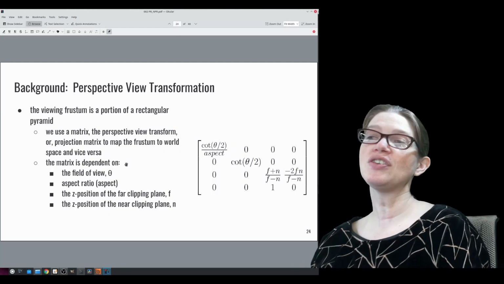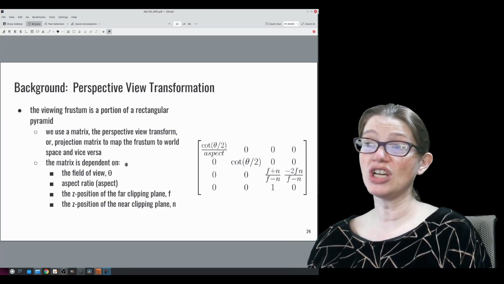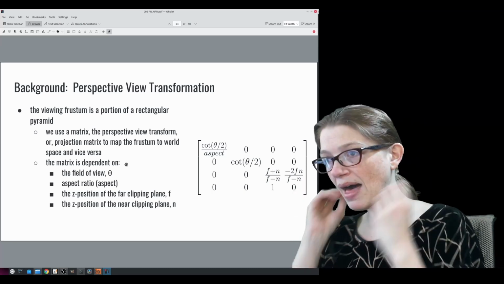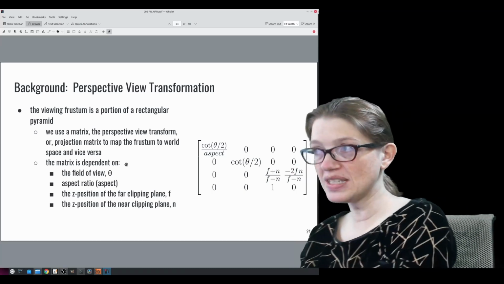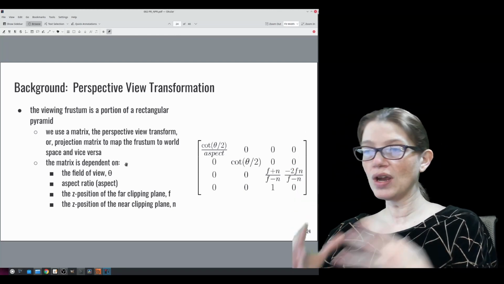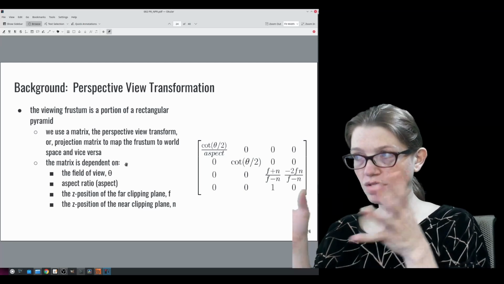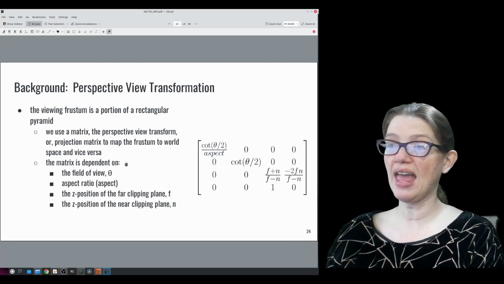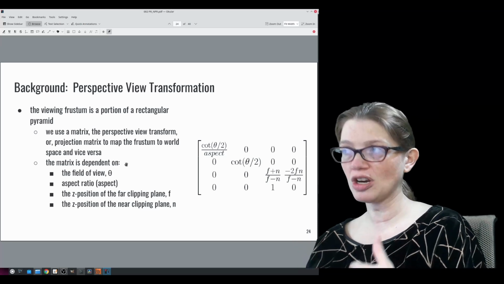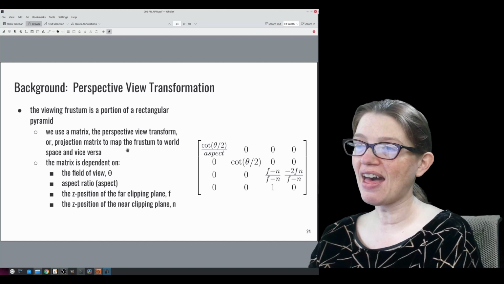And there is a matrix that we can do called the perspective view transform or projection matrix that is going to map the frustum to world space and world space to the viewing frustum. And we are going to do that so that the objects' points are actually going to be rendered appropriate to the camera.